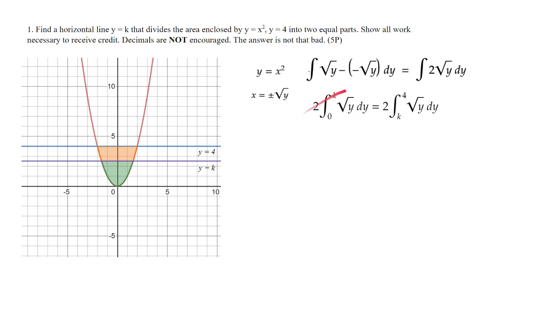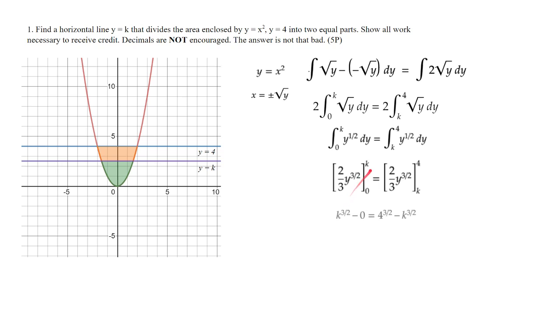What we're going to do here is just cancel the 2's and use fractional exponents instead of radicals, because that makes our lives much easier when integrating. And now we're just going to use the power rule of integration right here. Now all we've got to do is cancel the 2/3, no need for those anymore, and use the fundamental theorem of calculus to evaluate the integral. So we're just going to plug in our bounds. So we get k to the 3/2 equals 4 to the 3/2 minus k to the 3/2.